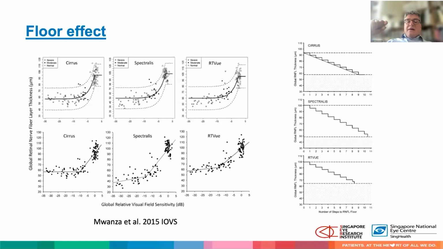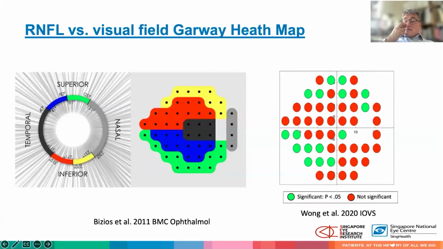And this means that there is always a thickness that you measure, even if it does not consist of nerve fibers anymore. And you also have to be aware, and this is shown here on the right, that this very much depends on the instrument that you use. There are different thresholds for this floor effect with Cirrus, Spectralis and RTVue, for instance.